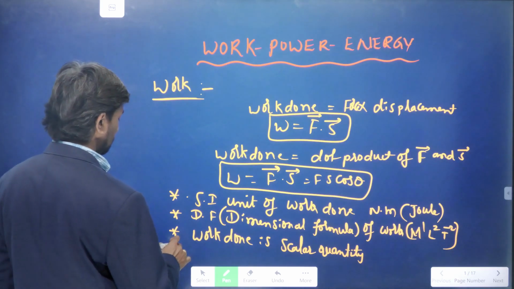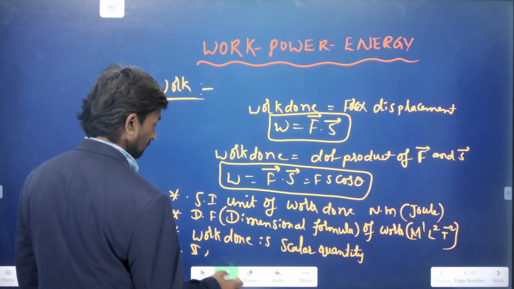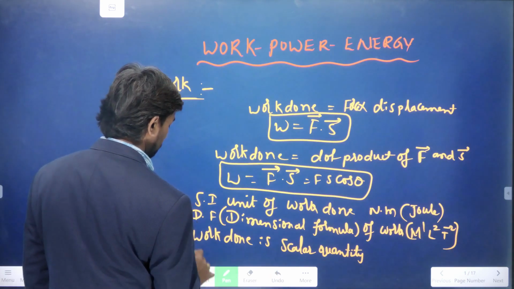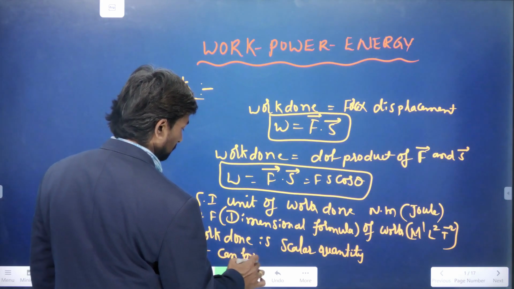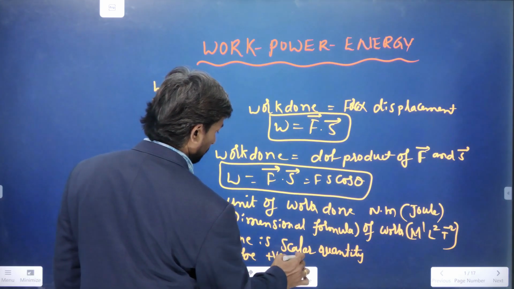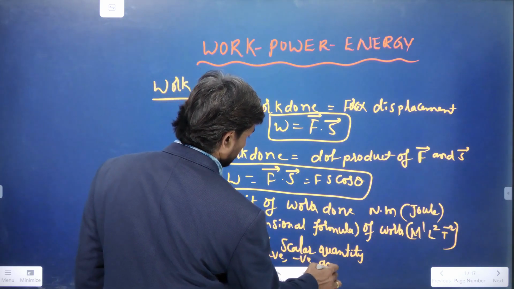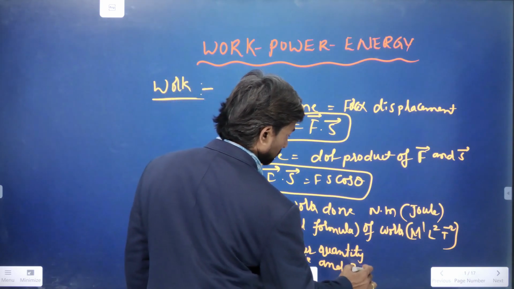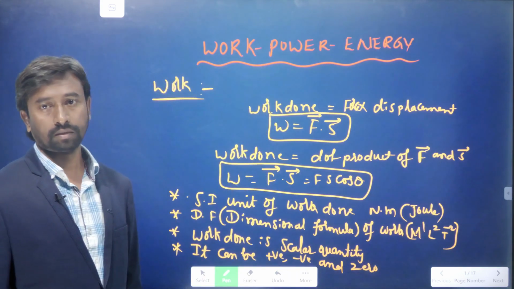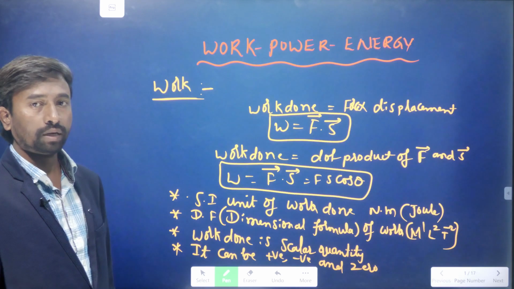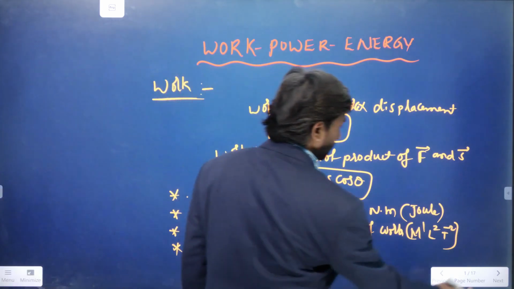And this work can be positive, negative and even zero also. So zero work done, positive work done and negative work done are possible. Now we'll see when it will be positive work done, with an example.